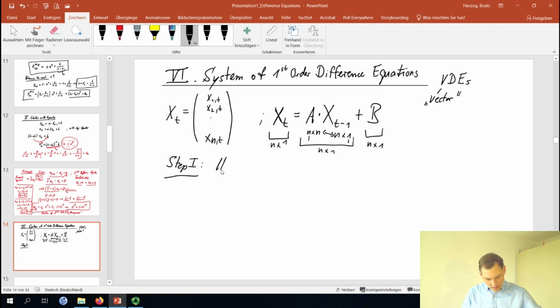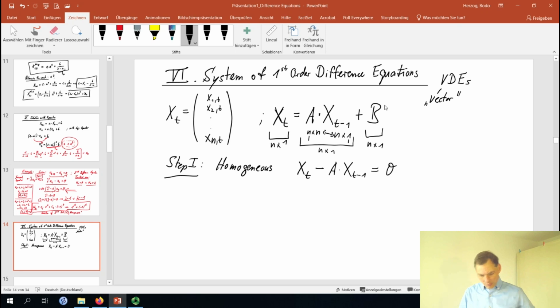Let's first do the homogeneous part, which is the more difficult one. The inhomogeneous part, as you know, is relatively easy to do. In the homogeneous case, this simplifies to x of t, then I put this on the other side, this is my matrix A, x of t minus 1 is equal to 0. The b is now put to 0. That's the homogeneous case.